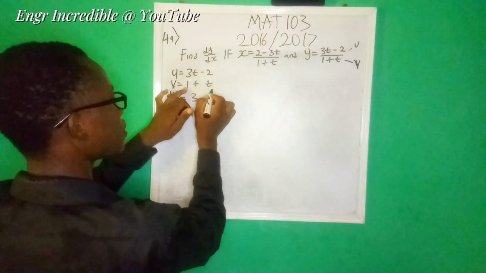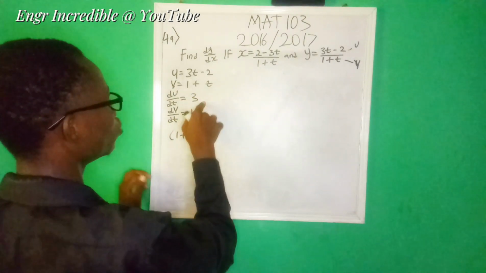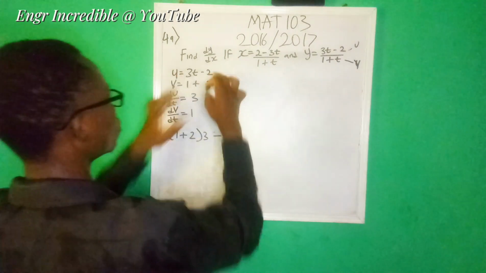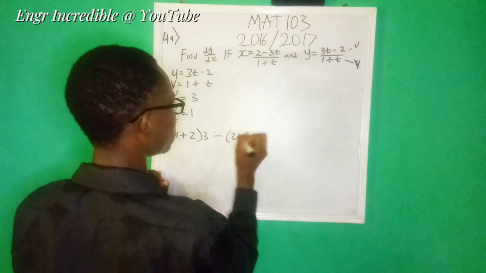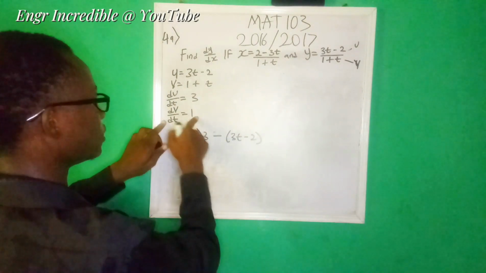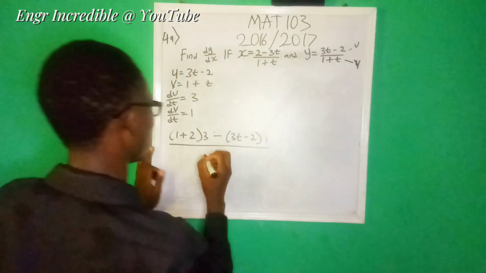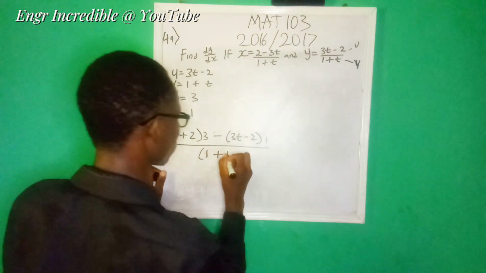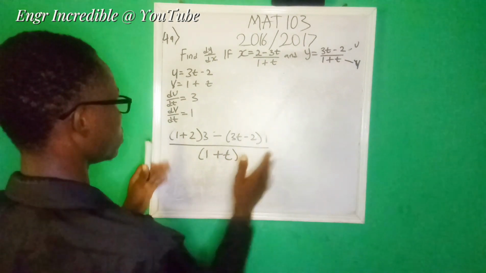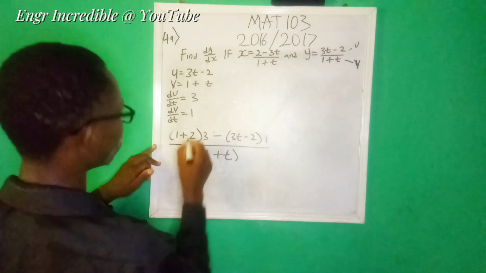So we have our v as 1 plus t, we have 1 plus t times du/dt, which is 3, minus, what is our u? Our u is 3t minus 2 multiplied by our dv/dt, which is 1. Everything divided by v square. That is the formula for the quotient rule. So from here, when we expand it, we can have 3 times, this should also be 1 plus t.